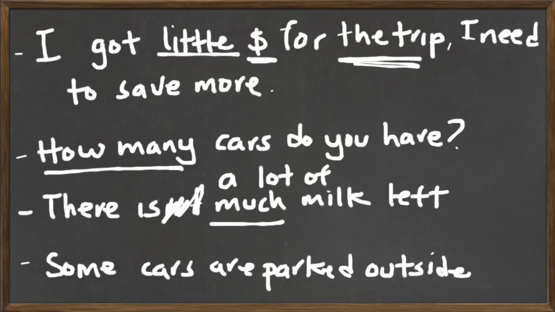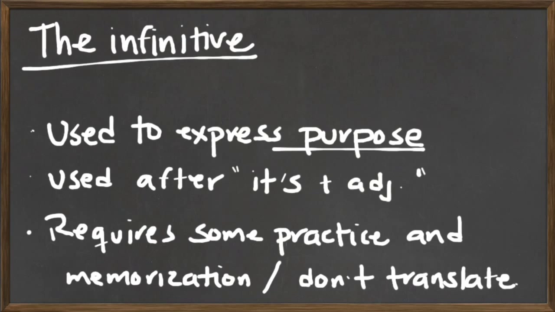Now the next one, some cars are parked outside. Some cars are parked outside. So here's our quantifier, some, and we're talking about a countable noun, which is cars, and we're saying that they are out there in the parking lot, parked.